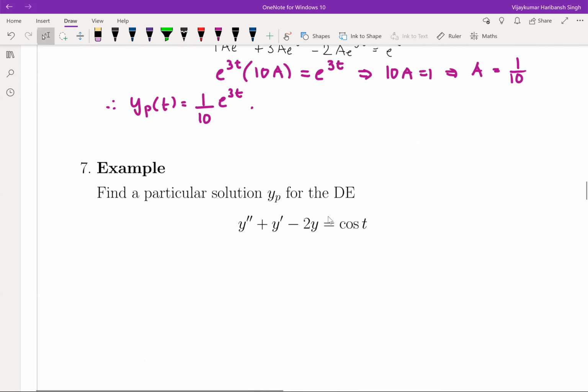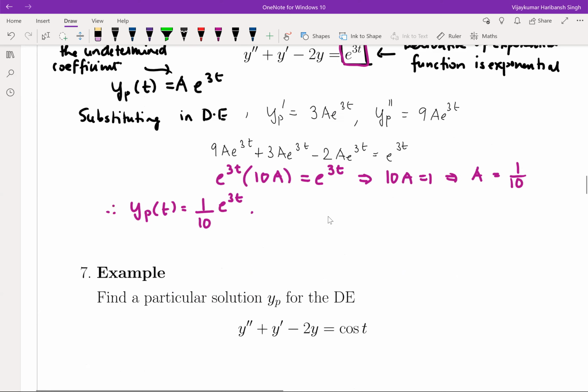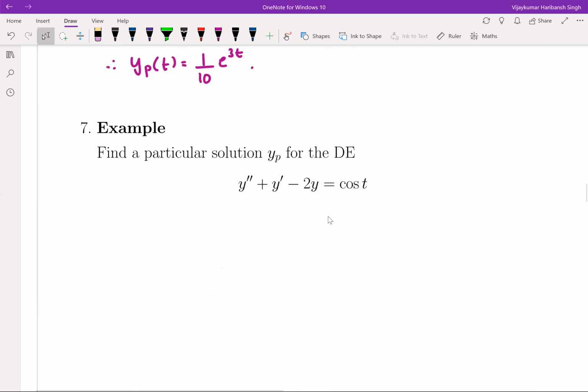So let's look at the next problem. Again, we haven't solved the differential equation completely. We are just going for yp, because for the homogeneous part, we already know how to find it, right? You find a characteristic equation, solve it, and then get the fundamental set of solutions. So yp is the new part, and that's why we are concentrating on yp. Let's look at the following. We have to find a particular solution to the differential equation y double prime plus y prime minus 2y equals cos t.